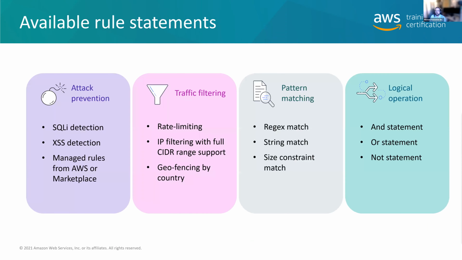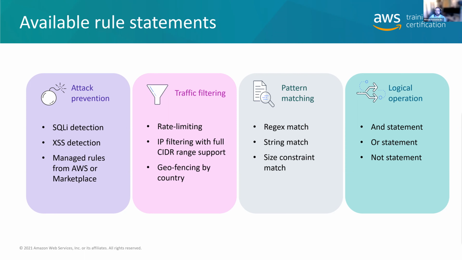Rule statements that are available as part of a rule could be pattern matching. It could be ands and ors, logical operators, filter traffic. You could rate limit, say, man, these people are going too fast, let's slow them down. And then cross-site scripting, SQL injection, right? Manage rules from the marketplace. The WAF is actually really powerful.